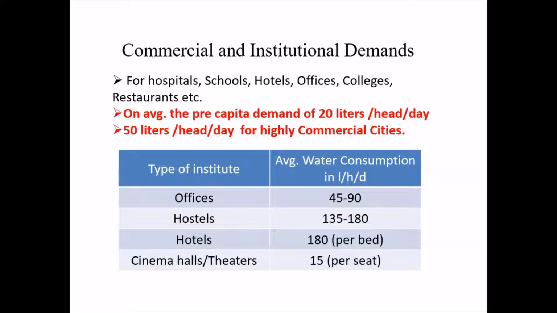This is a table for types of institutional demand. In institutional demand, water is used for institutional purposes, for example offices, hostels, hotels and cinema halls. This is the table of type of institute and average water consumption in liters per head per day: office 45 to 90, hostel 135 to 180, hotel 180 per bed, cinema hall and theater 15 per seat.